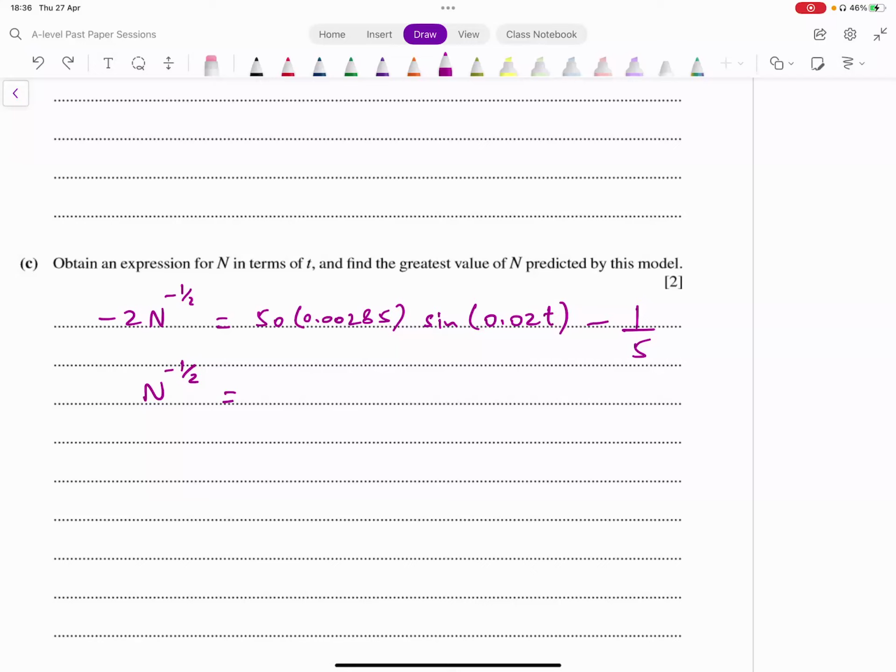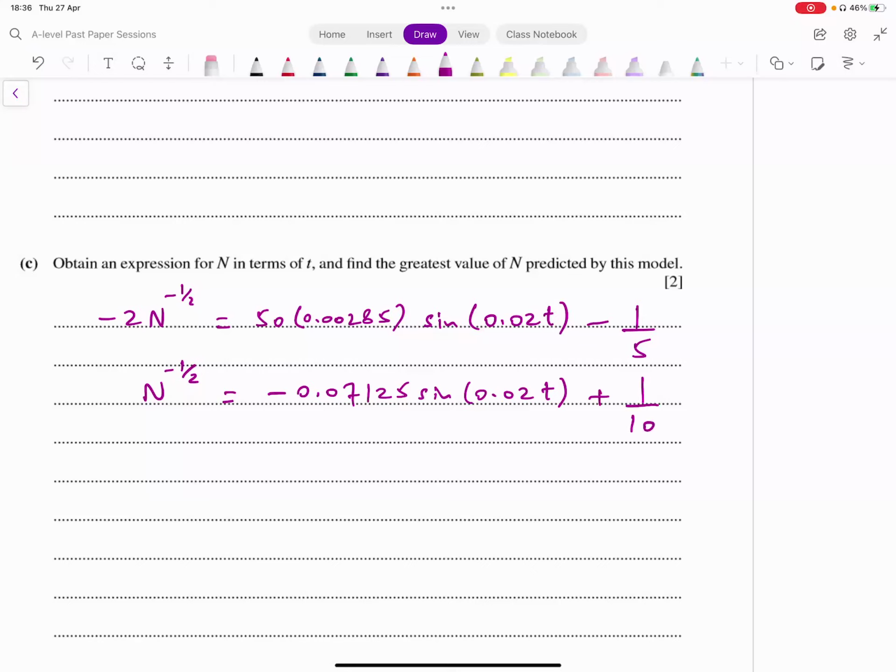50 into 0.00285 divided by -2. That gives me -0.07125 into sine of 0.02t. -2 gets divided by this as well. So 1 divided by 5 divided by 2, that's going to give us 1/10, और वो positive भी हो जाएगा. So we have plus 1/10 here.